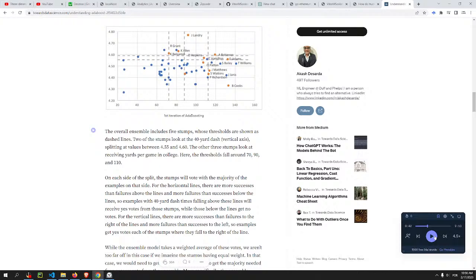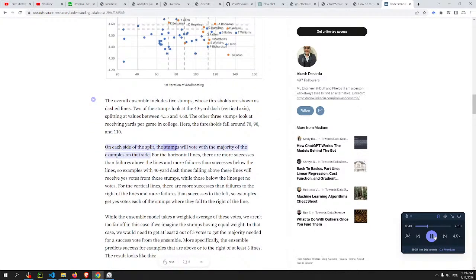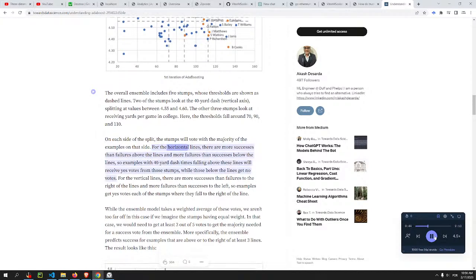Sense making. Here, the thresholds fall around 70, 90, and 110. On each side of the split, the stumps will vote with the majority of the examples on that side. For the horizontal lines, there are more successes than failures above the lines and more failures than successes below the lines. So examples with 40-yard dash times falling above these lines will receive yes votes from those stumps, while those below the lines get no vote.